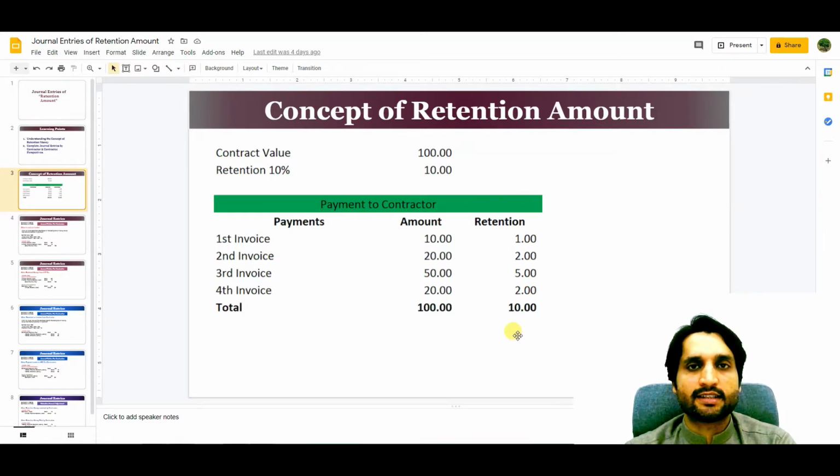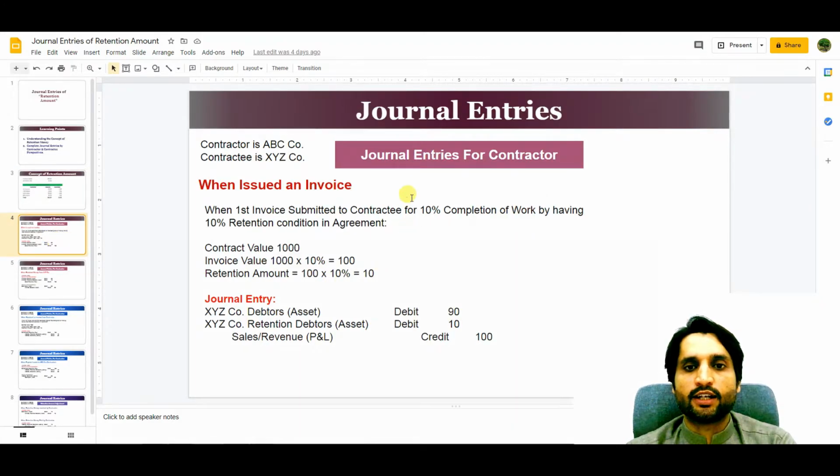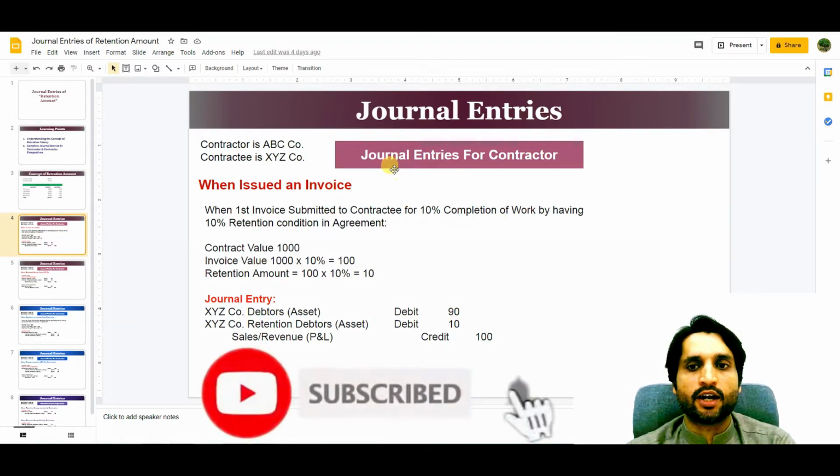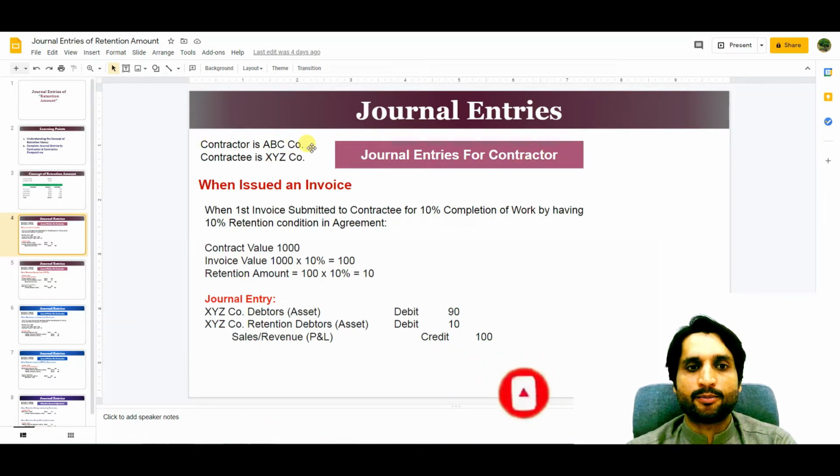Now let's move ahead and see the journal entries. The journal entries we need to do are from the contractor's perspective. So the contractor is ABC company and the contractee is XYZ company. You need to remember this. When an invoice is issued by a contractor, this is the case we are going to discuss now: the first invoice is submitted to the contractee for 10% completion of work, with a 10% retention condition in the agreement.